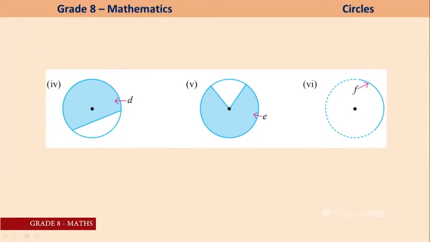Now, look at the fourth one. Simple D. Simple D is a region. It is bounded by chord and arc. So, you know what is the answer? The major segment. The other side you can call the minor segment.